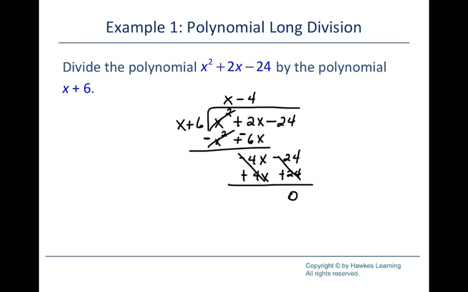So that means that x plus 6 is a factor of this original polynomial. And so our answer for our division would be x minus 4. Okay?